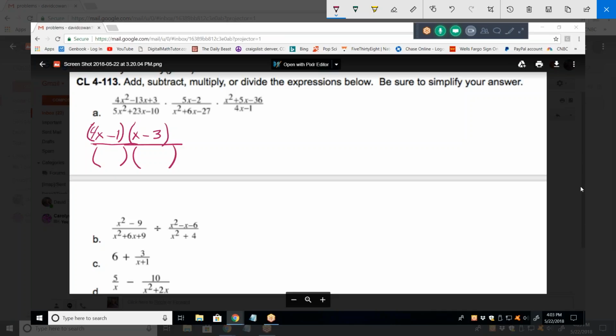Now, the bottom one's a little easier. We don't have very many choices on the 5x. How does the 5x squared have to be split up? 5x and x. That's the only choice. Both signs? The signs, 1 plus and minus.